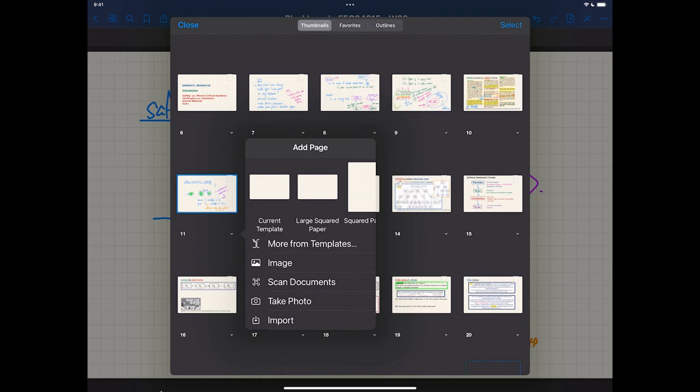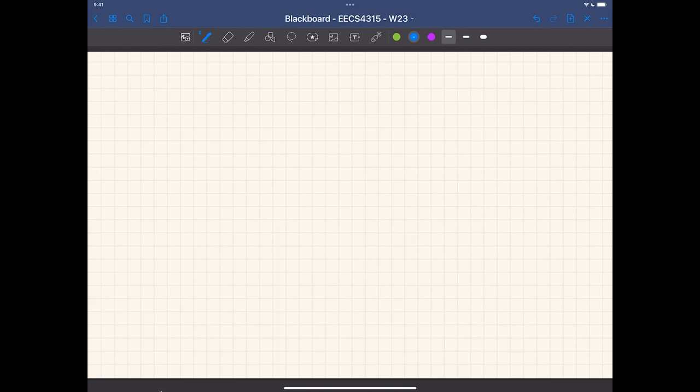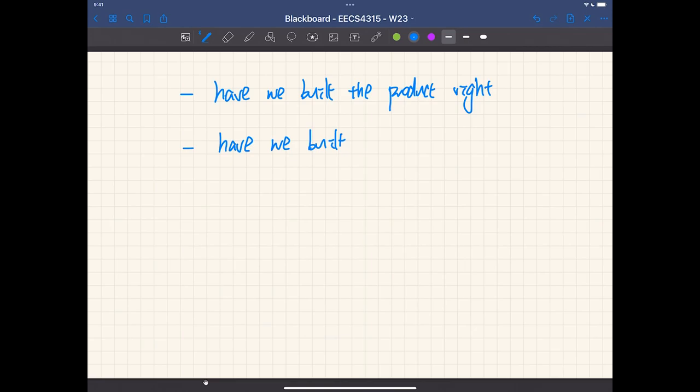Basically, there are two kinds of questions you can ask about your developments. Have we built the product right? And the second one, have we built the right product?